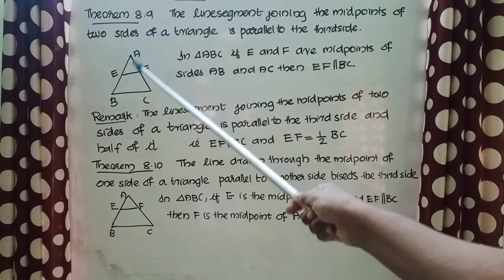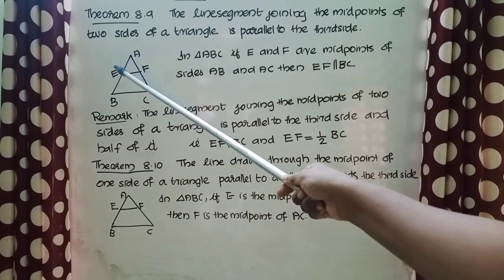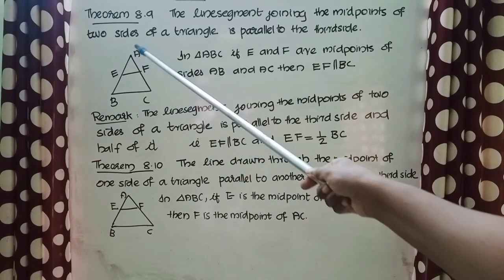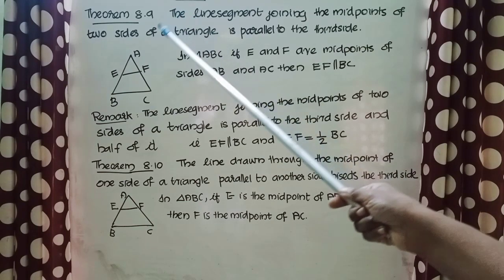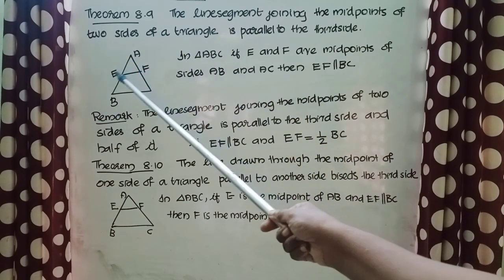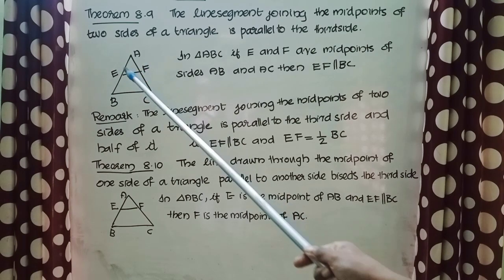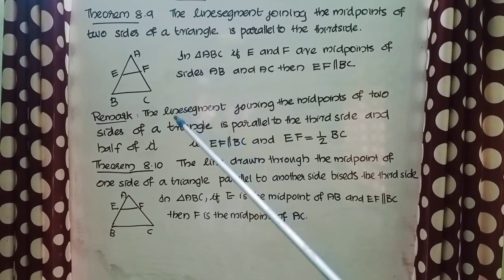Consider the example. Here I have drawn triangle ABC. Here E is the midpoint of AB and F is the midpoint of AC. Then this theorem states that this line segment joining the midpoints, that is this EF, is parallel to BC. There is a remark for it.